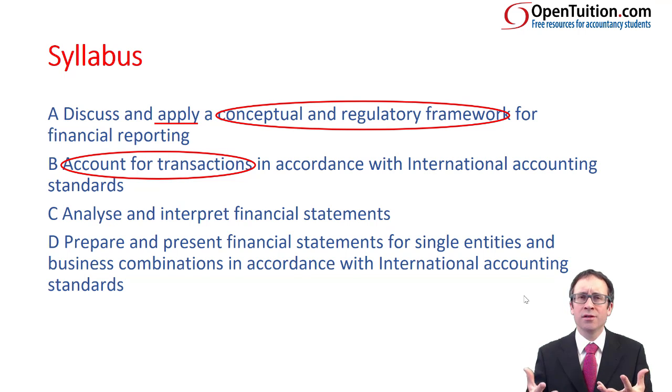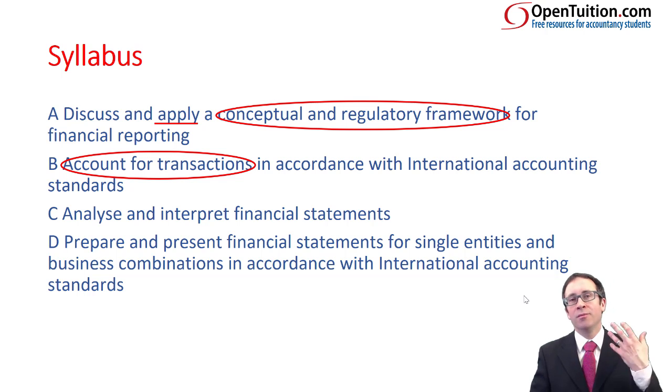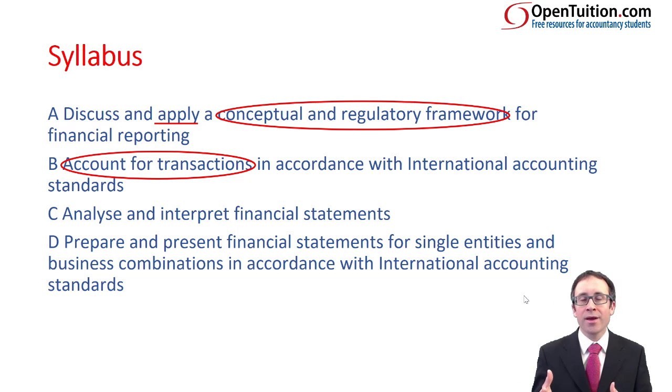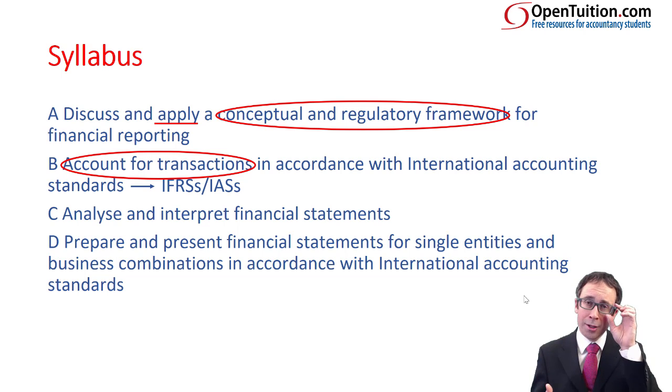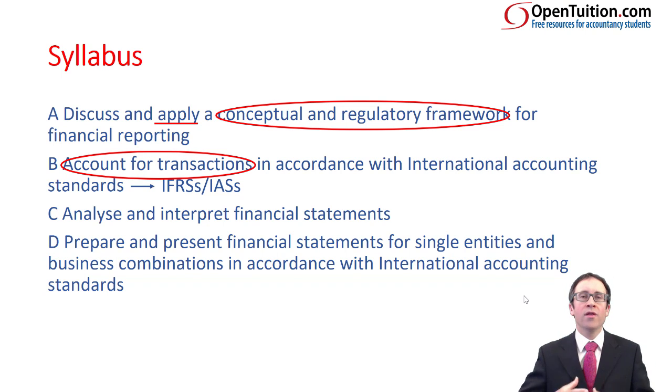We also need to look at the accounting for transactions. In financial accounting, you've looked at valuing inventory at the lower of cost and net realizable value. You've looked at property, plant and equipment: capitalizing the asset, depreciating it, revaluing it, disposing of it. Because what you've done there is follow the rules within the IFRSs and the IASs. If you so wish, the rules for PPE are under IAS 16, and the rules for inventory are under IAS 2.